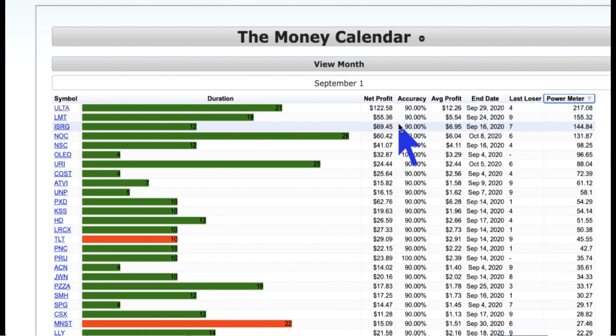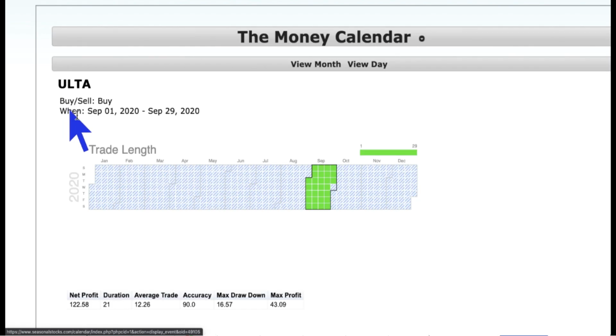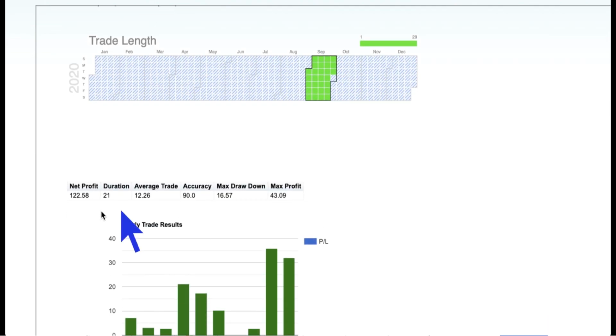Now, let's look into this in a little more detail. If I click on Ulta, I see Ulta Beauty trade between September 1st and September 29th. All bullishness on the screen. It gives me the stats, 90% accurate. All right. Drawdown, what was the worst that it did? What was the best that it did? This is great. This shows me that I've got almost a 3-to-1 in terms of profit to drawdown.